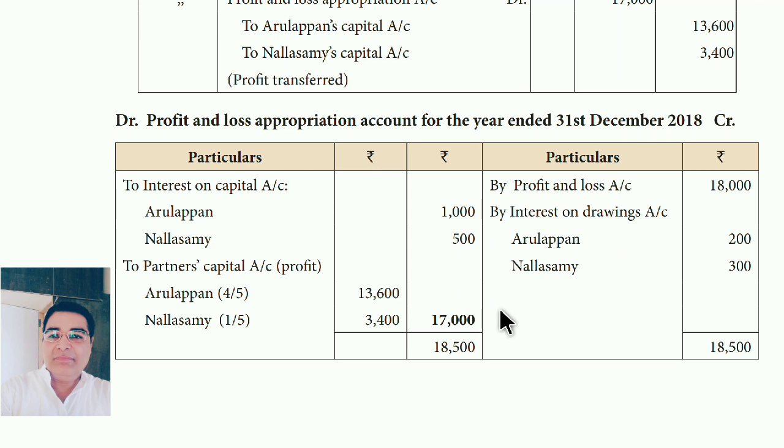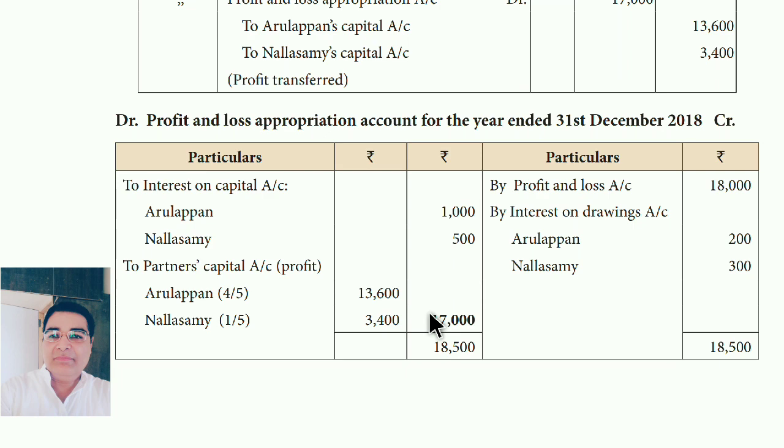On the left hand side you write the first 3 entries, on the right side you write the first 2 entries. Total 5 entries are there for this sum. Below, in the last 10 lines only, you prepare the profit and loss appropriation account. So take a double new page and write the heading, profit and loss appropriation account, from the last to the 10th line. Write the heading and write particulars, rupees, particulars, rupees on both sides.